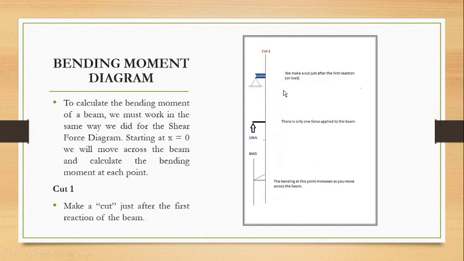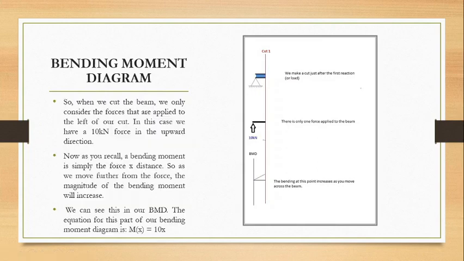So the first step is that you have to make a cut just after the reaction of the beam. For drawing a bending moment diagram, it is necessary that you put all three diagrams over one another so that it's easy for you to see what was given to you, what the free body diagram was, and how the bending moment diagram is going to proceed. So when we cut the beam, we only consider the forces that are applied to the left of our cut. And in this case, we have only this reaction force of 10 kilonewton, which is acting in an upward direction.